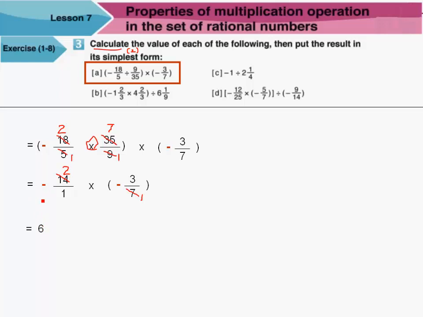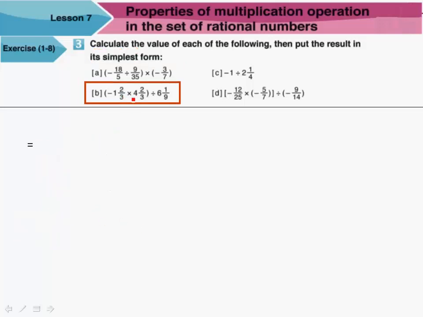So this will be equal to minus times minus is positive, but we don't write the positive sign. 2 times 3 is 6, divided by 1 times 1 is equal to 1. 6 divided by 1 is equal to 6.